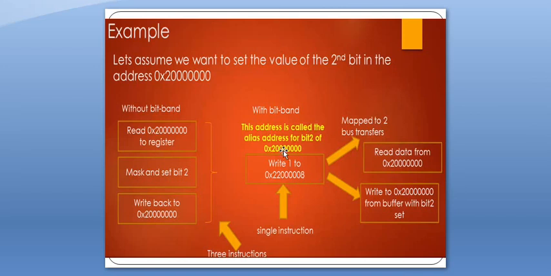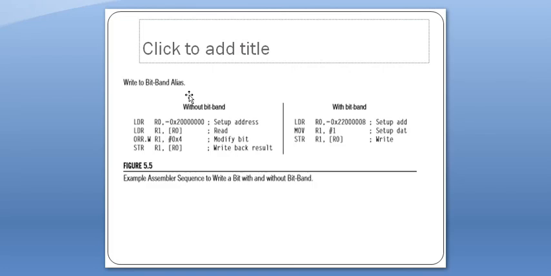This is how the bit banding concept works. Okay, hope this is clear. So this is without bit band, this is with bit band. Three instructions transform to 1 instruction. Then the same thing is explained here.